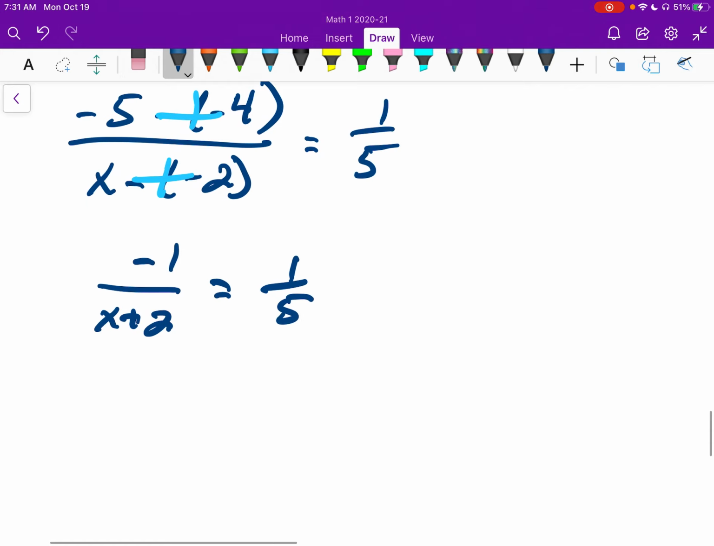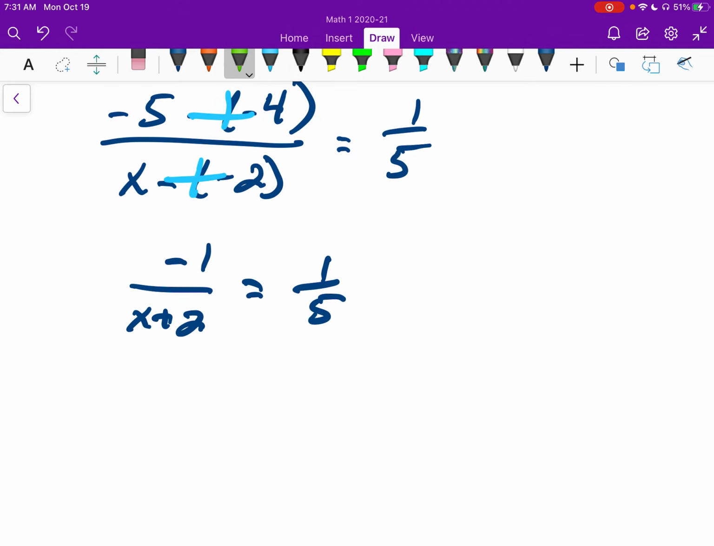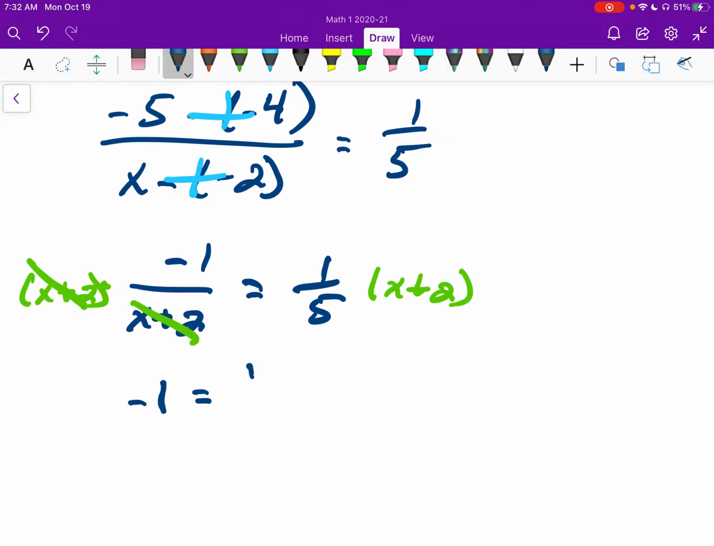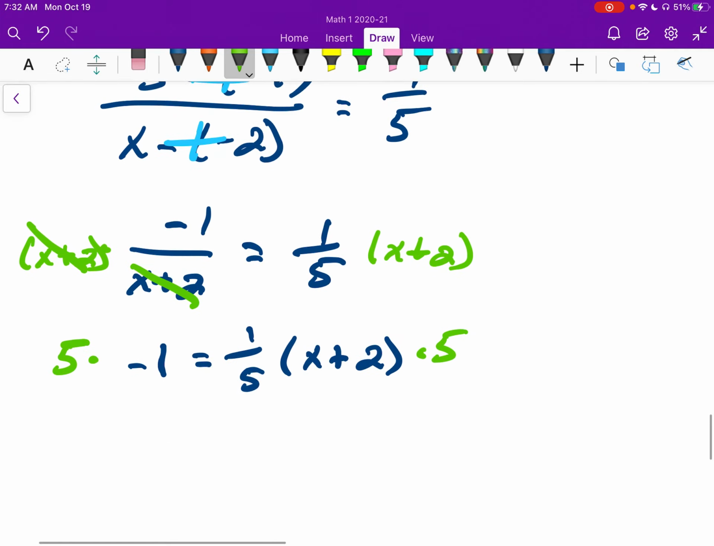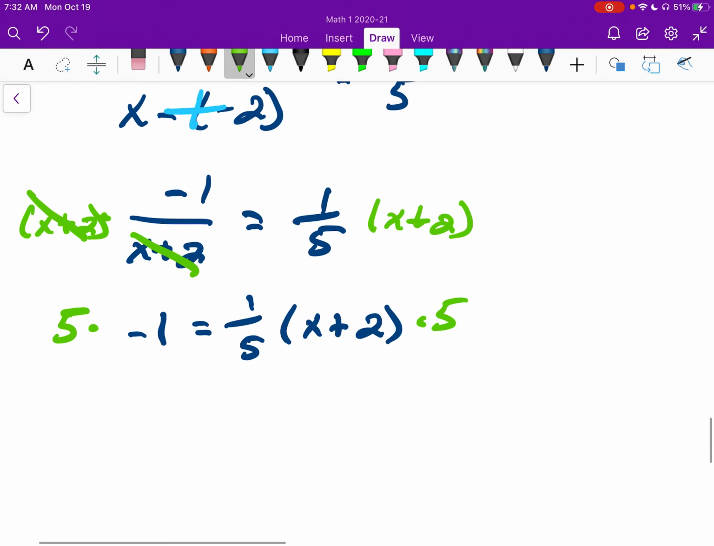Now I'm going to multiply by x plus 2 on both sides. So I'll multiply by the denominator, x plus 2. On the left, they just cancel out, and I'm left with a negative 1. On the right, I have 1 over 5 times x plus 2. Now with this being a 1 over 5, you don't really need to use the reciprocal. You can just use a plain old 5. We can imagine that would be doing the same thing if we were to do a 5 over 1, but that's just extra to write.